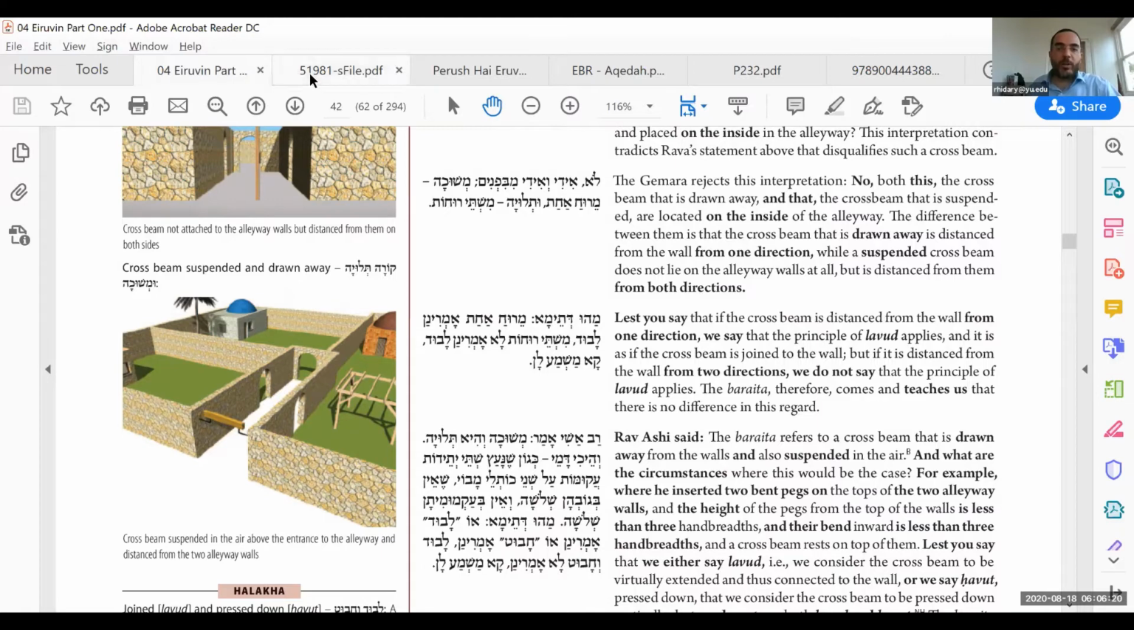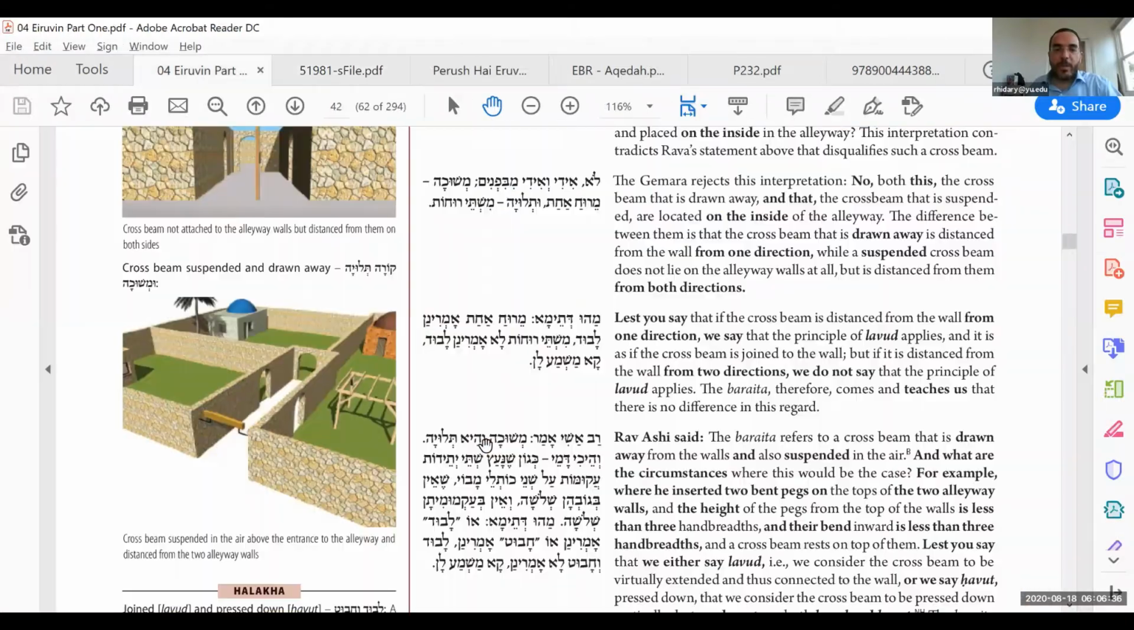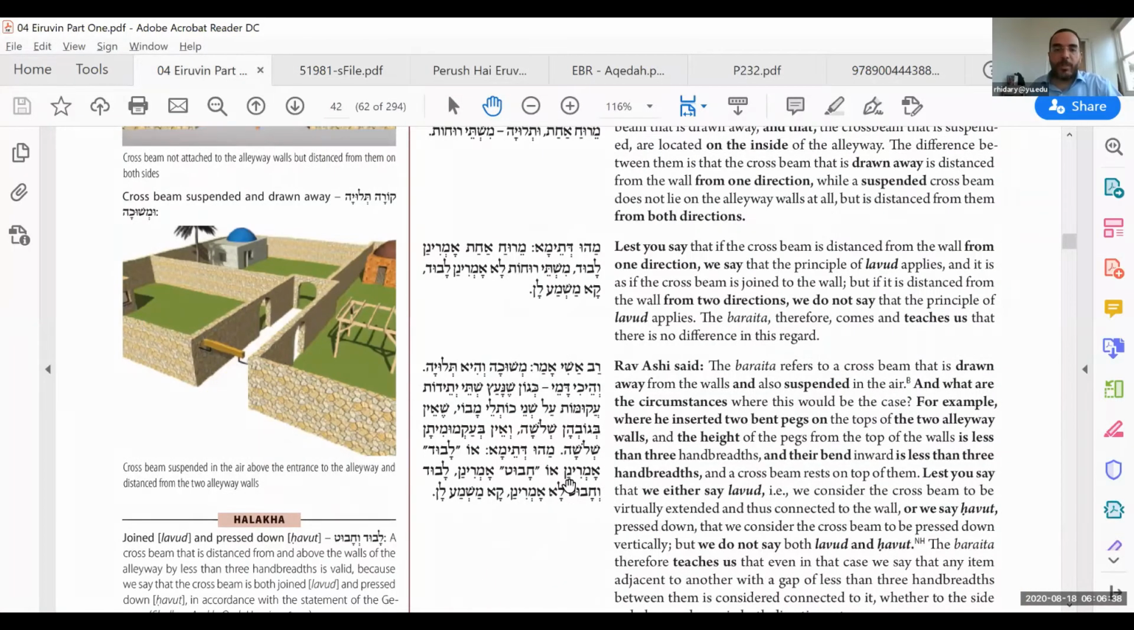In both directions, it's less than 3. This way is less than 3, and this way is less than 3. How about the hypotenuse? That might be more than 3, right? But it doesn't matter. We want to apply some form of lavud this way, and we'll see what we do the other way. Maudatema or lavud amrinan or havut amrinan. Lavud v'havut la amrinan. Kamash matlan.